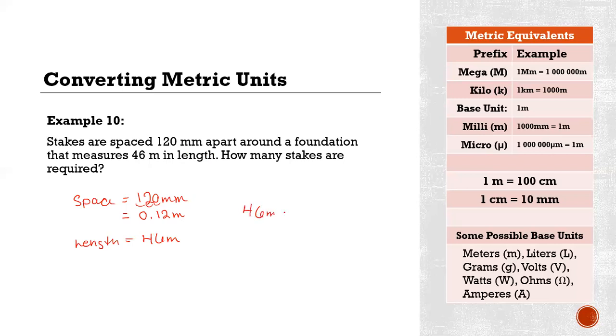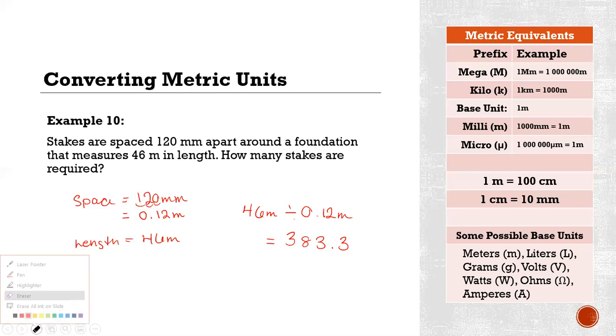So in 46 meters, how many spaces are there that are 0.12 meters apart? Well, we're going to divide, and we will find that 46 divided by 0.12 leaves us with 383.3 spaces. Now we have to decide which way to round, because part of a space, or sorry, the spaces should be stakes. How many stakes? I'm thinking of it going around, so we don't have to worry about adding extra.